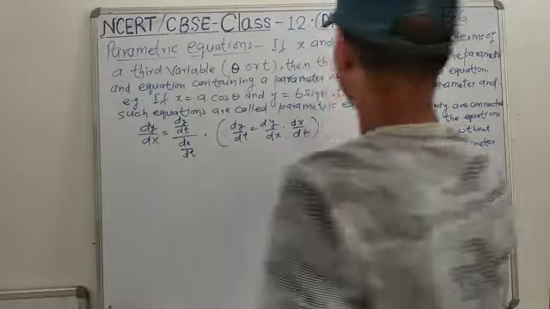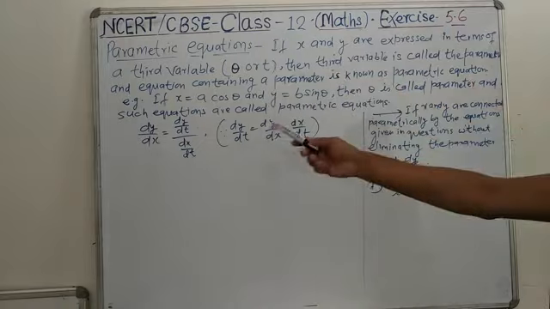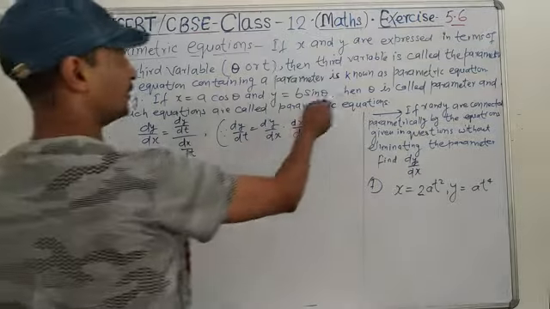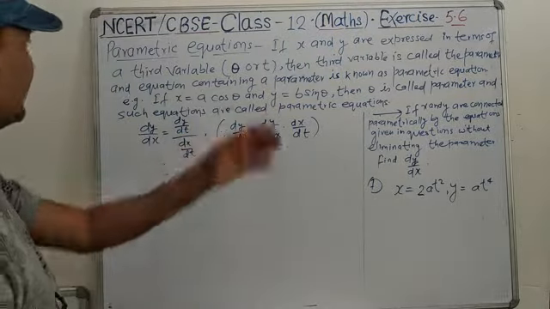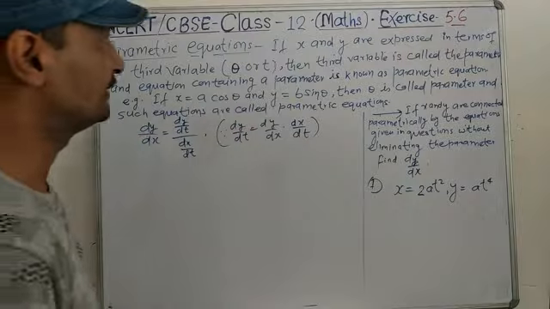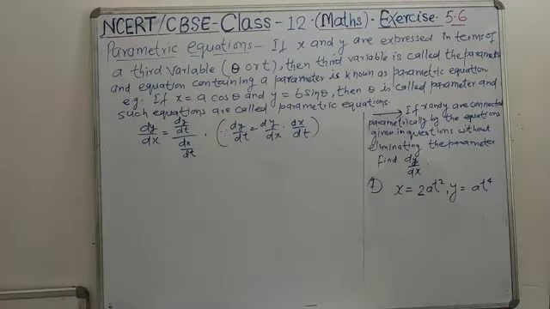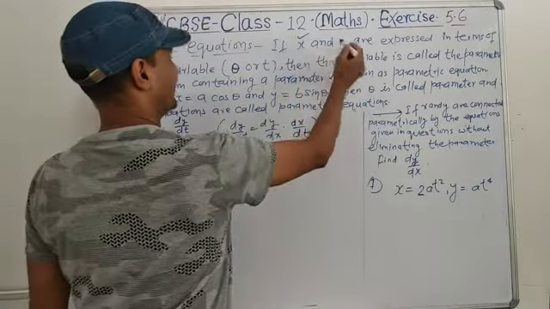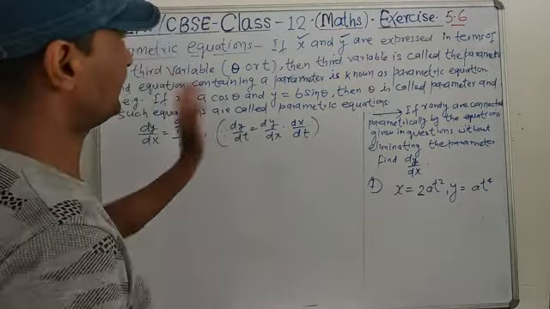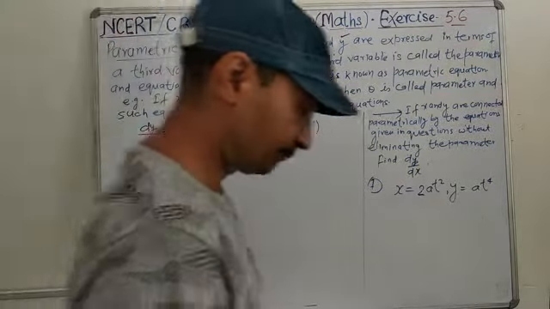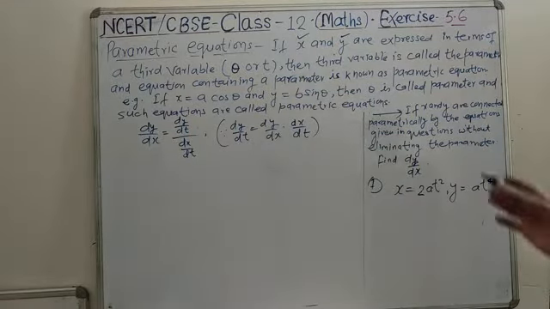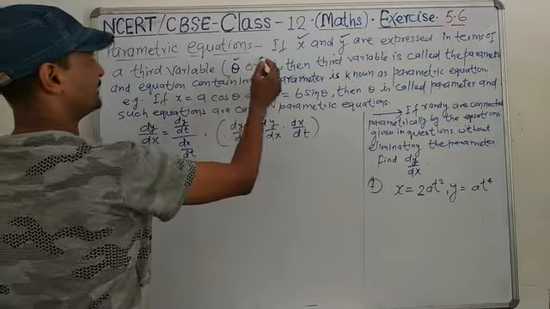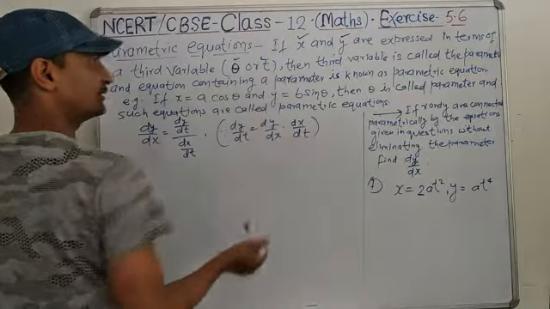Let's see here. If x and y are expressed in terms of a third variable, theta or t, then the third variable is called the parameter, and an equation containing a parameter is known as a parametric equation. So, for example, first variable x, second is y. In the previous exercises we only discussed two variables, but here a third variable is also included, that is theta or t. So this theta or t is known as the parameter.